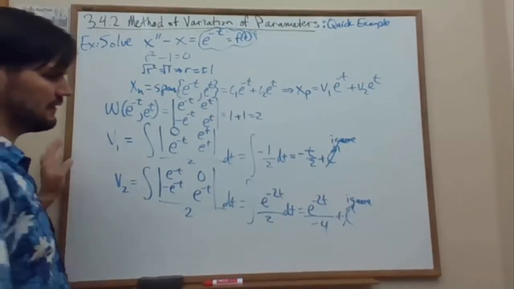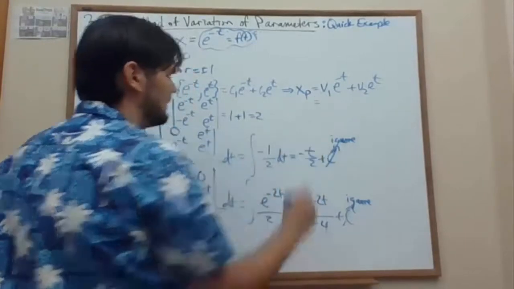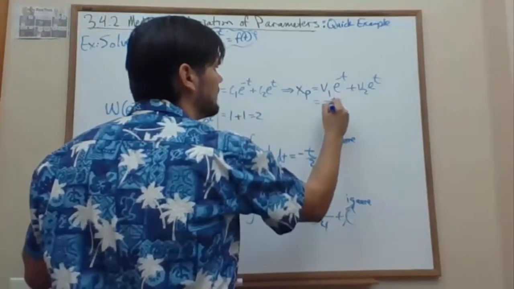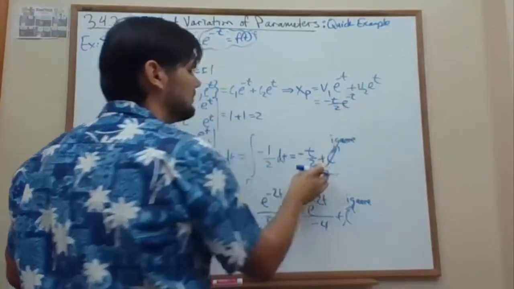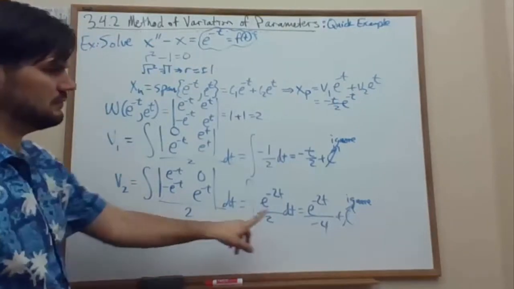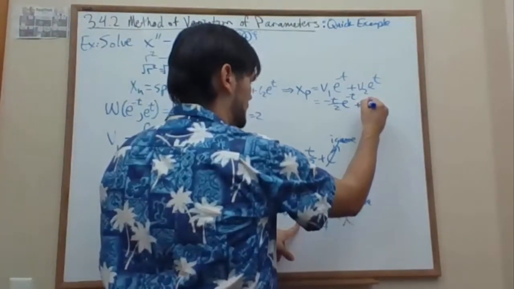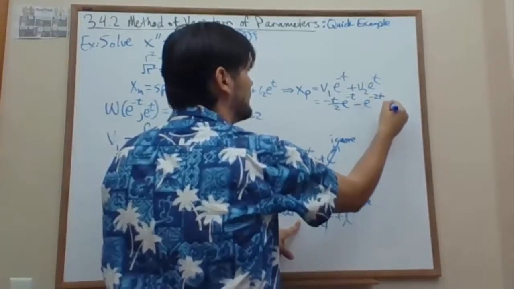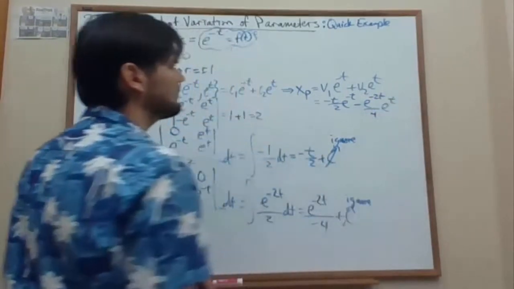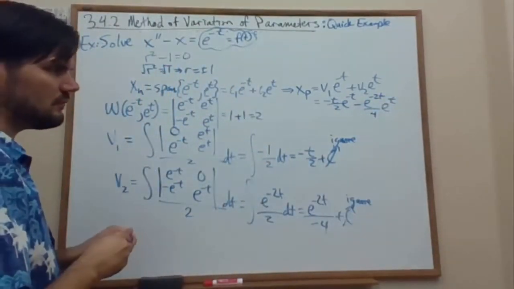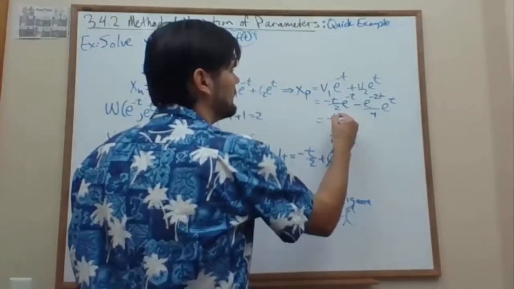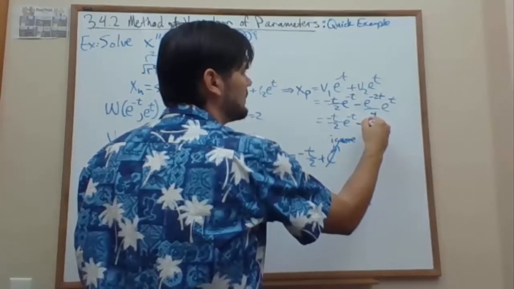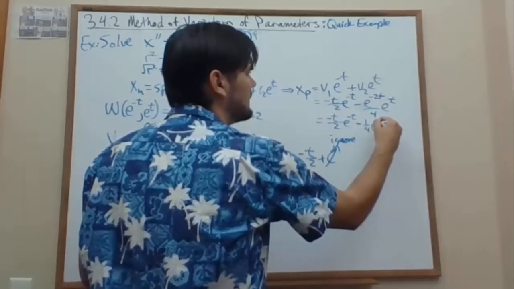And let's combine our terms together. xp is equal to v1, negative t over 2, times e to the negative t, plus v2, that'd be a minus, negative e to the negative 2t over 4, times e to the t. And then we can simplify that a little bit. Negative t over 2 e to the negative t minus 1/4 e to the negative t.